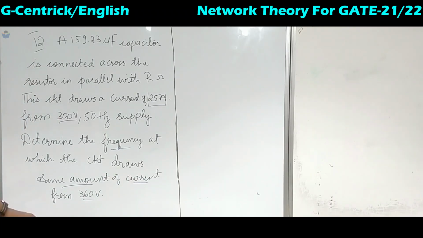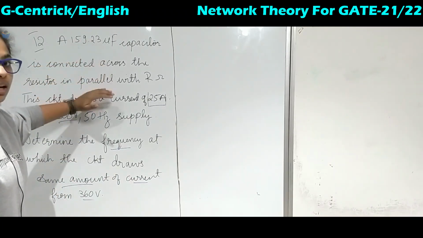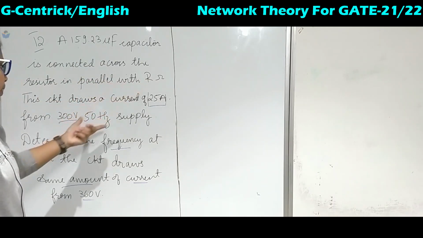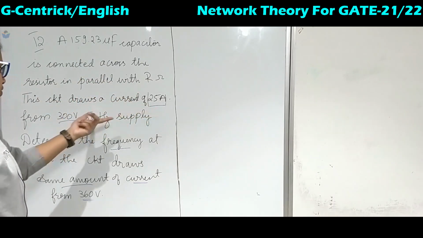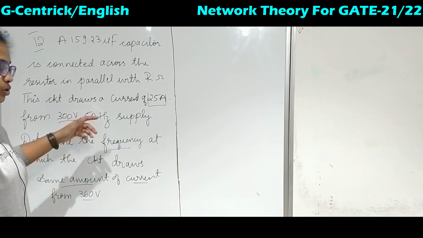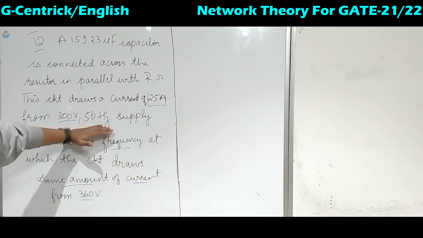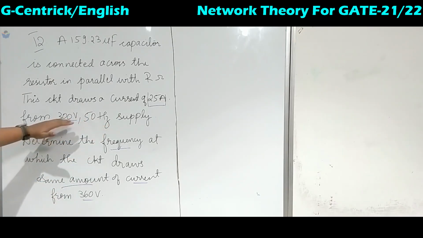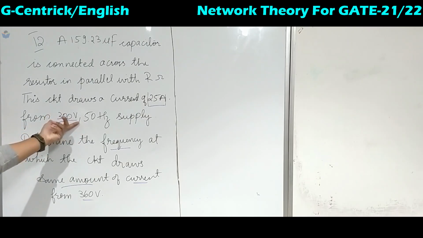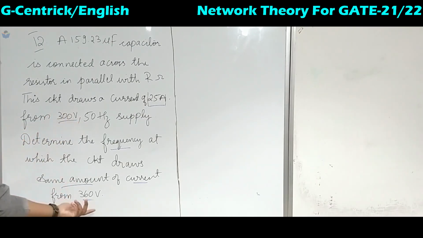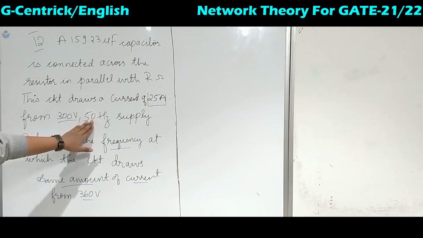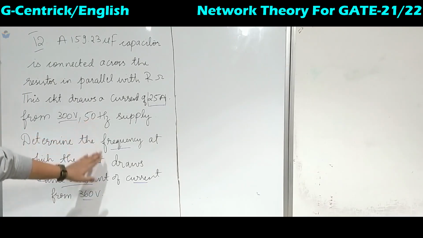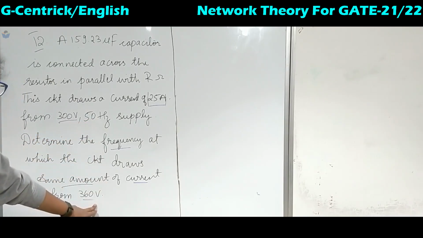So what they have said is that there is a capacitor connected in parallel with the resistor, drawing 25 amperes from the 300 volt source with 50 hertz frequency. This same circuit is there, but they have changed the value of the voltage source, that is 360 volts. Okay, and we have to find the frequency of the 360 volts source.